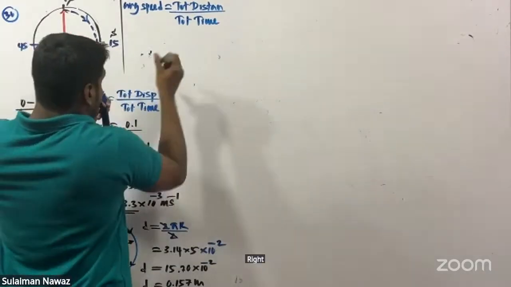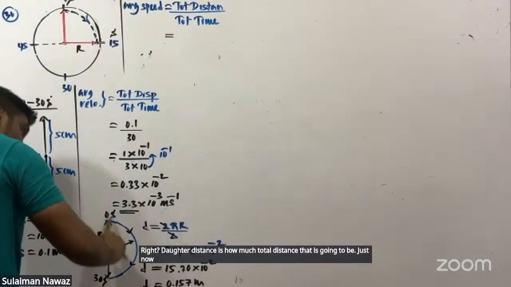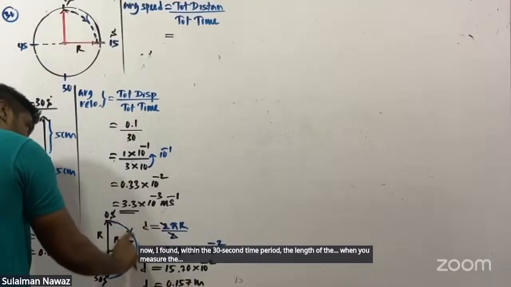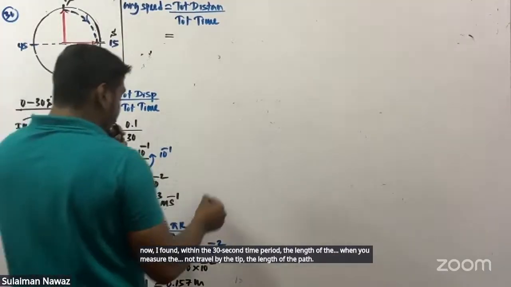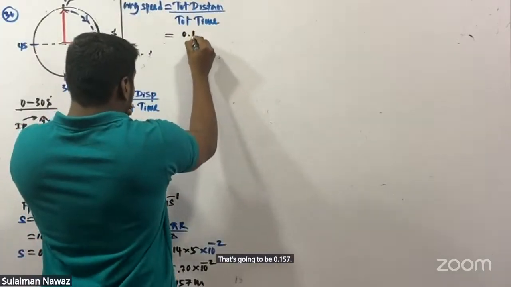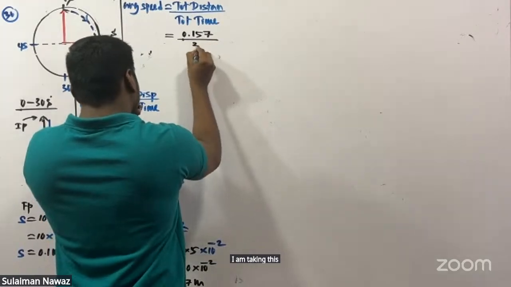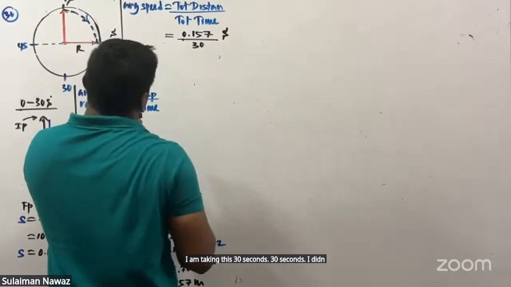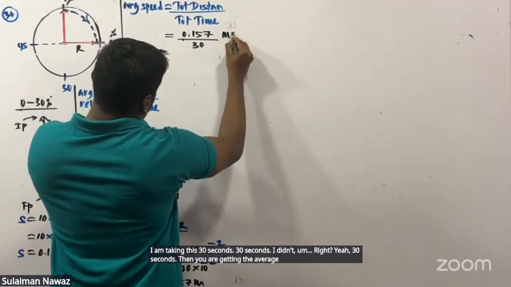Total distance is how much? Just now I found that within the 30-second time period, the length of the path traveled by the tip is 0.157 meters. Time taken is 30 seconds. Then you are getting the average speed in meters per second.